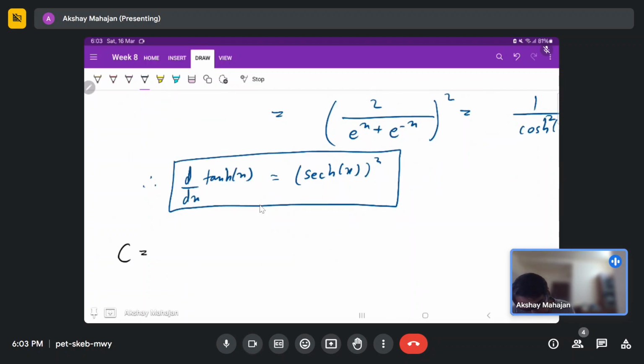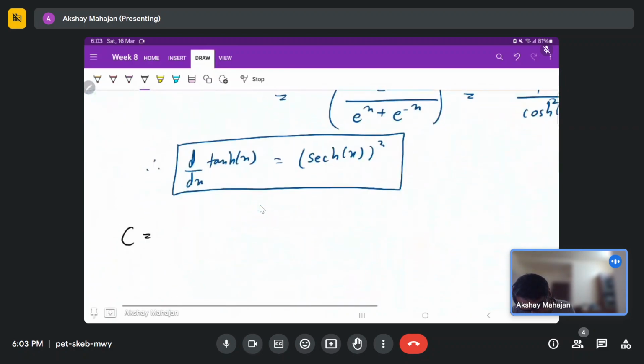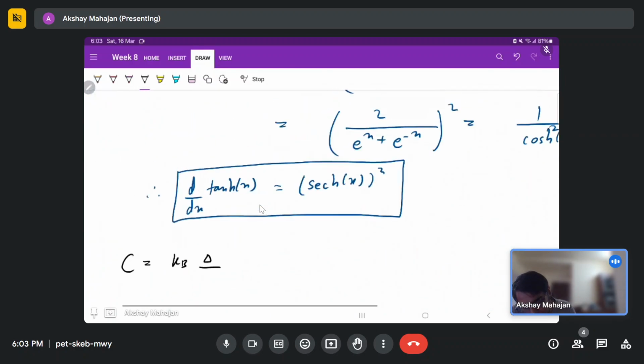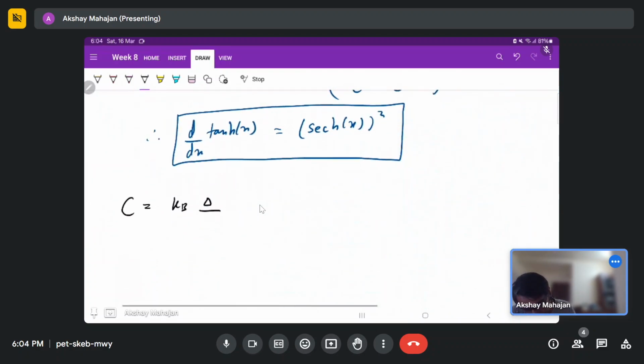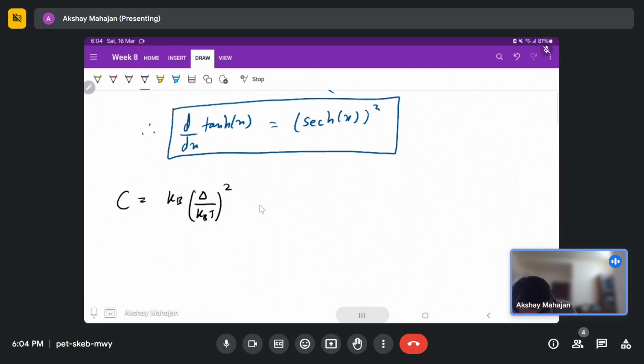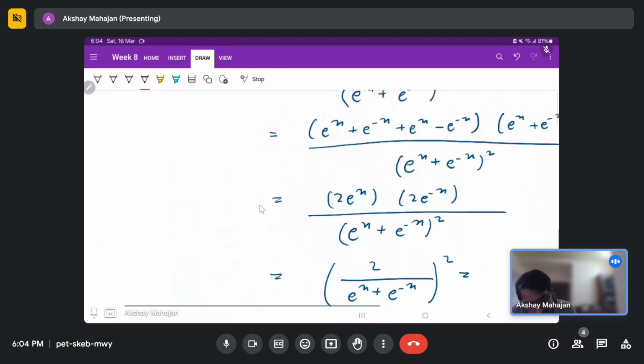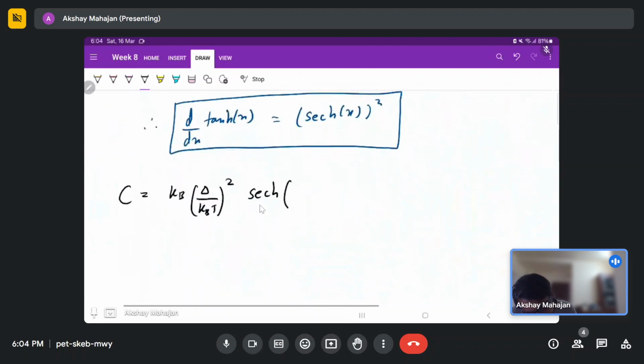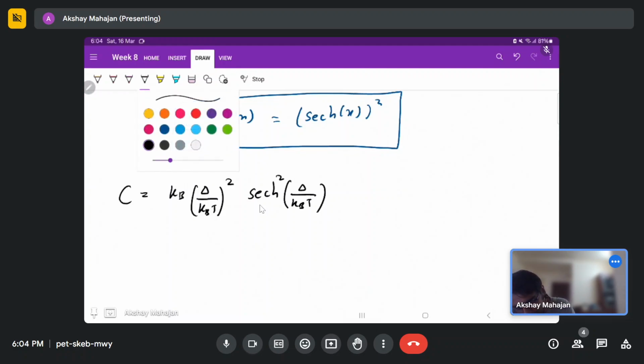So our heat capacity now will be equal to kB times delta by kBT whole square, times sech of x whole square, where x is basically beta times delta, or delta by kBT, whole square. Okay, that's our heat capacity. This is my heat capacity.